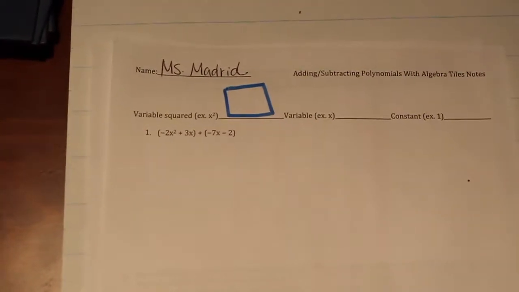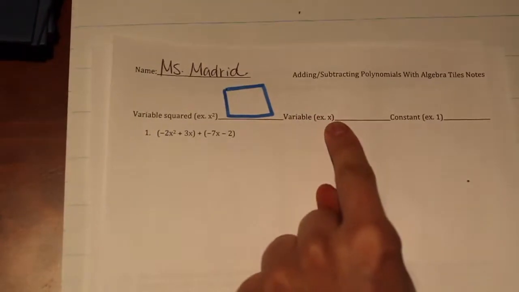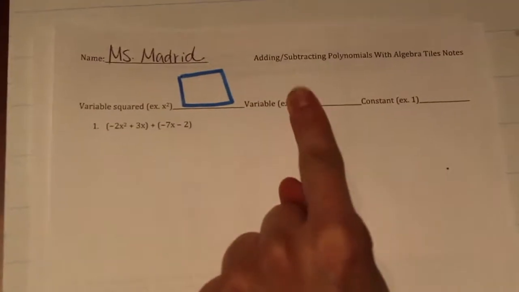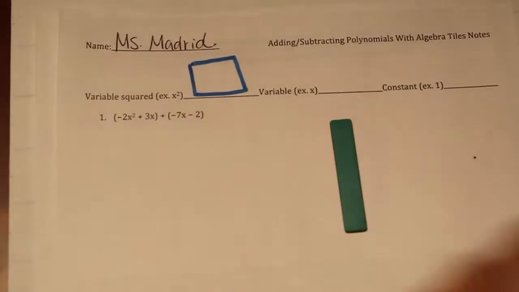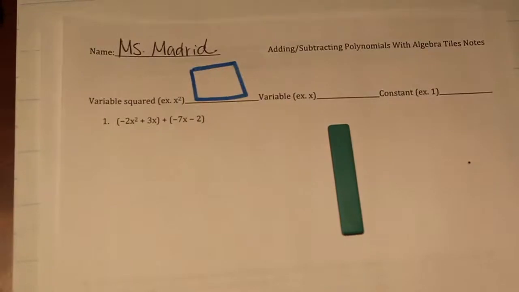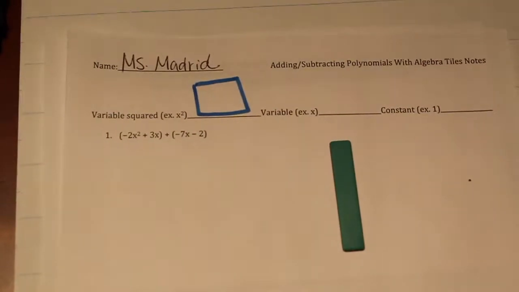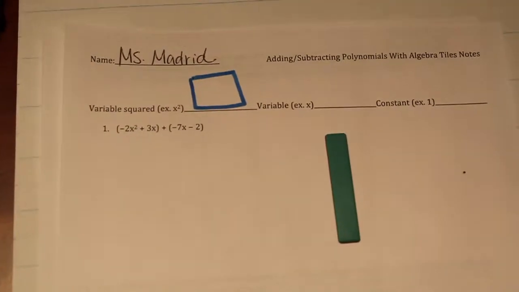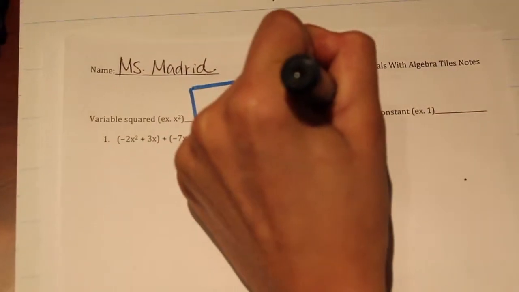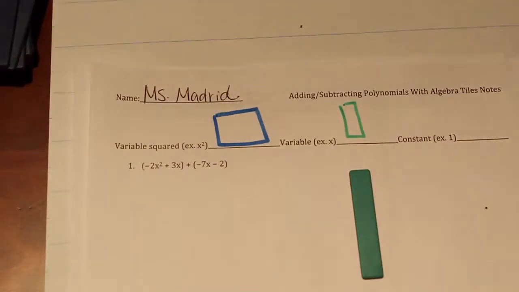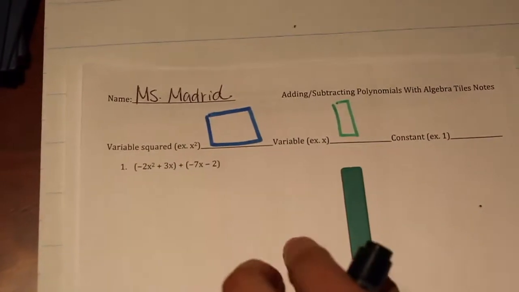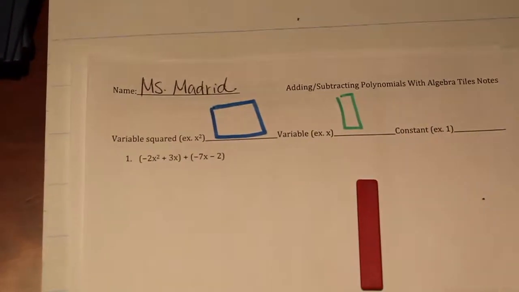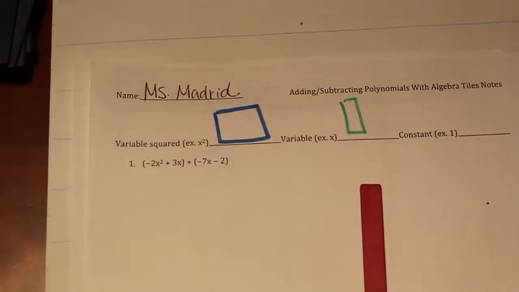There may be a variable, for example, x. For x, we will use this algebra tile. So let's draw that one in our notes. If you flip it over, the red represents a negative x.